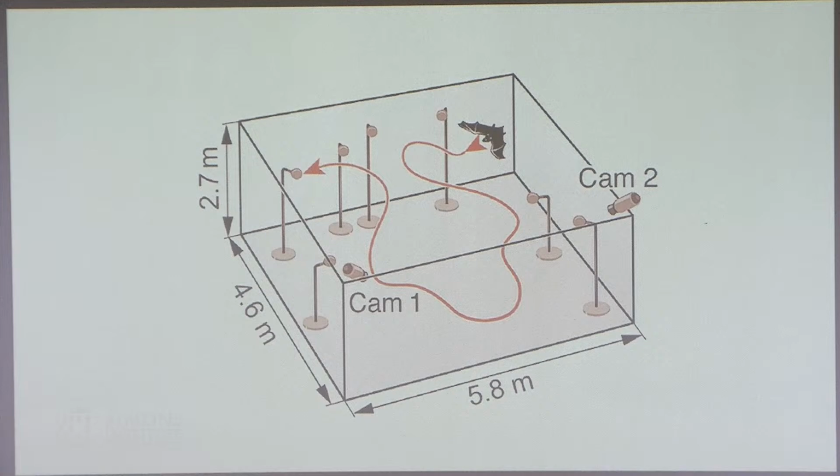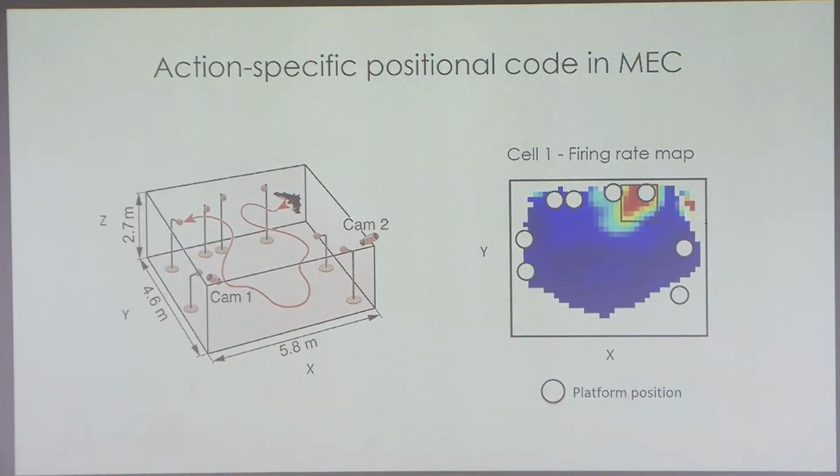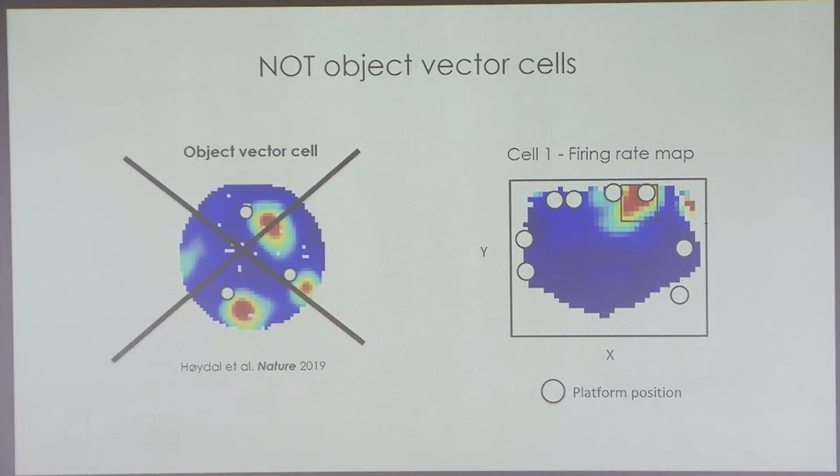And what we find is that there are cells in the entorhinal cortex that have a firing field next to one of these platforms. Each time it's a different platform. It's not object vector cells. First of all, because they don't fire next to all of the platforms.